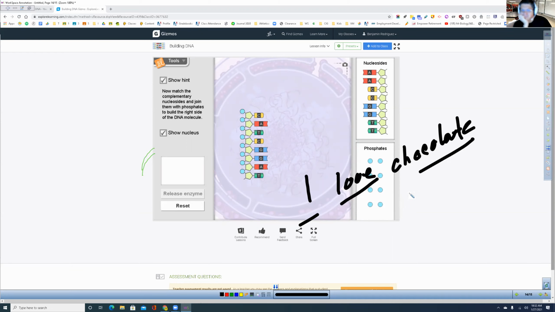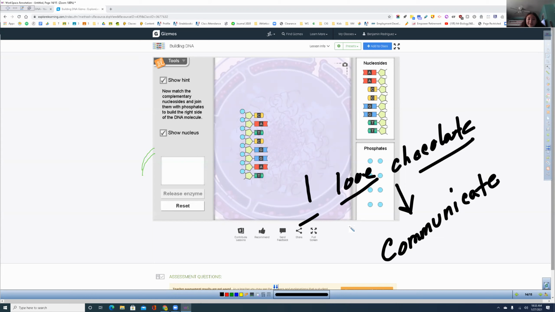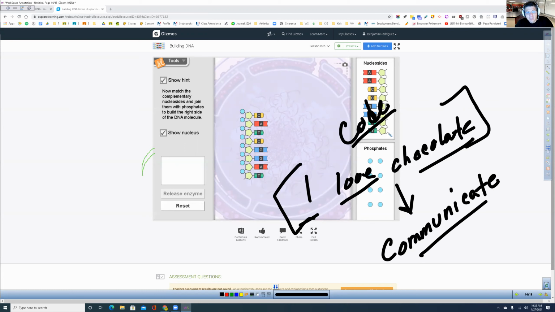Because that's how the words were created. But what am I trying to do with these words? It starts with a C. Communicate. Yes, I'm trying to communicate this to you guys, right? I'm trying to tell you I love what? Chocolate. So this right here is a code that I'm using to let you know what I'm thinking, right?